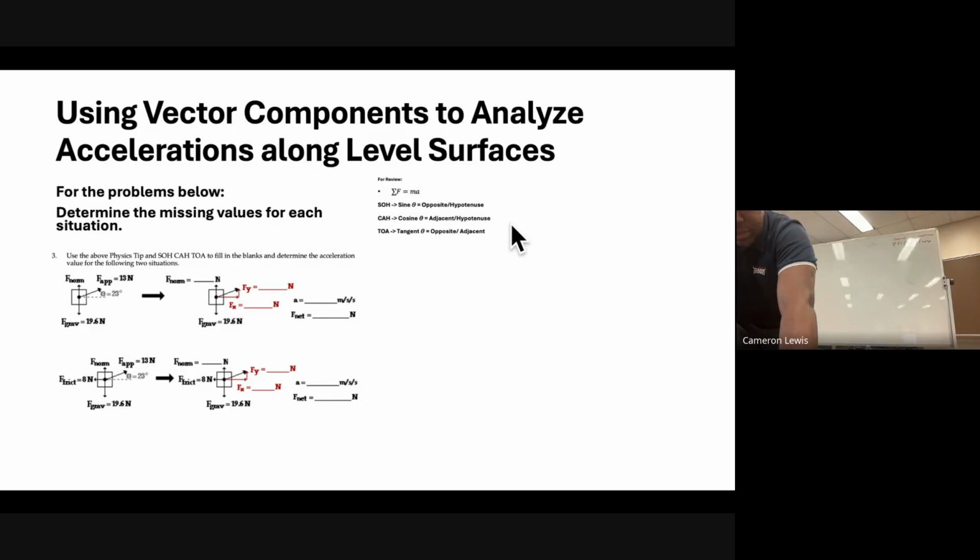Did I skip it? Oh yeah, I did. I did skip this one. But I could do this real quick, right? So we can make this nice and easy, right? Okay. So I'm gonna redraw this diagram, right?